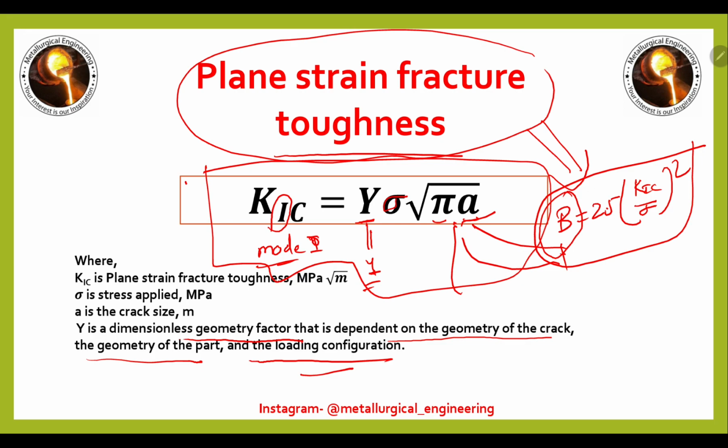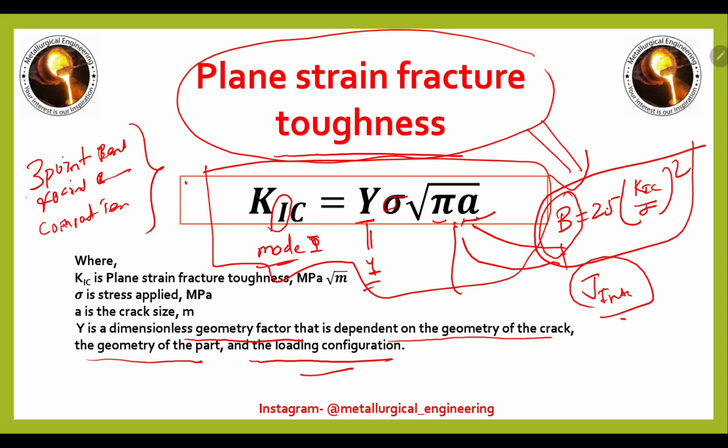So for that we have to determine the J integral, and this plane strain fracture toughness we can measure through a 3-point bend test, or a 4-point bend test, or a compact test specimen. So these are the 3 testing procedures to get the plane strain fracture toughness value.